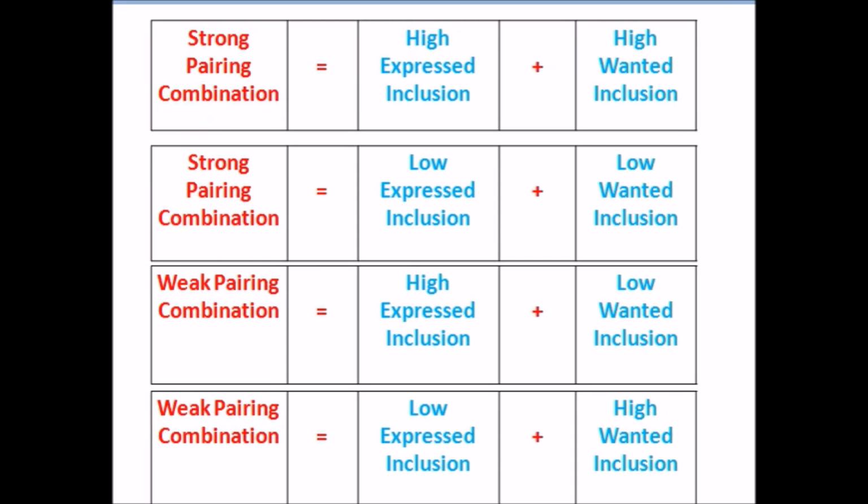Another example of a strong pairing combination is if the person has low expressed inclusion and low wanted inclusion. If you make no effort to express a need for inclusion, then people are more likely to assume that you do not want to take part in their gathering or social groups, which is very easy and simple.